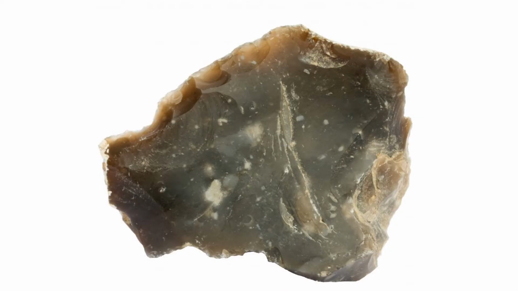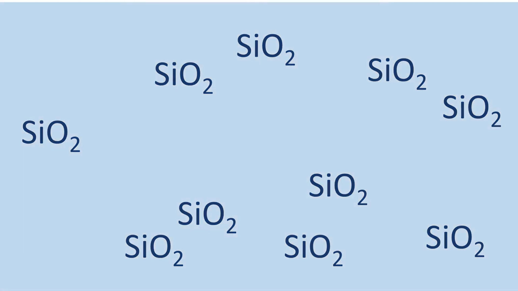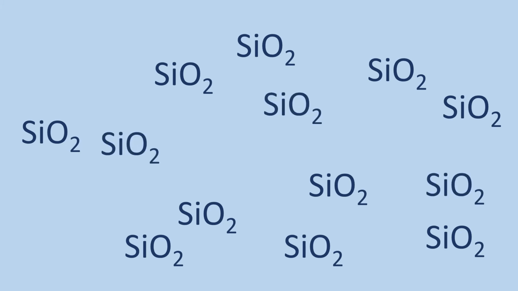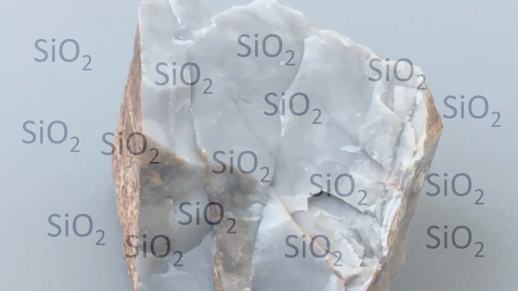In any case, in order for chert to form, there needs to be a depositional environment with a lot of silica dissolved in water. If the concentration of silica keeps rising over time, the water will eventually become saturated with silica and it will precipitate as chert.